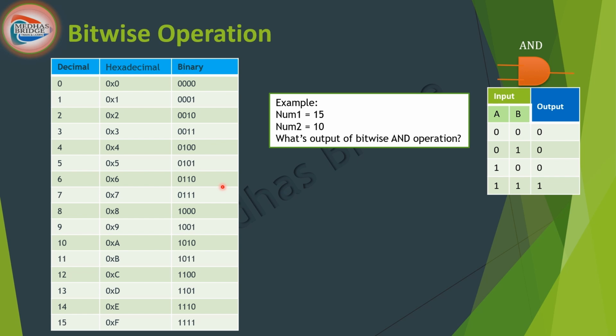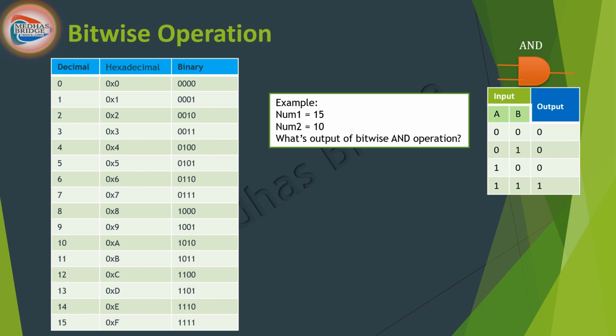Now look at this simple example. num1 I'm holding as 15, num2 I'm holding as 10. Then the ask is: what's the output of the bitwise AND operation? When I say AND operation, we require two inputs, num1 and num2, and then bitwise AND them to produce the output. Any guesses how you can solve this problem?